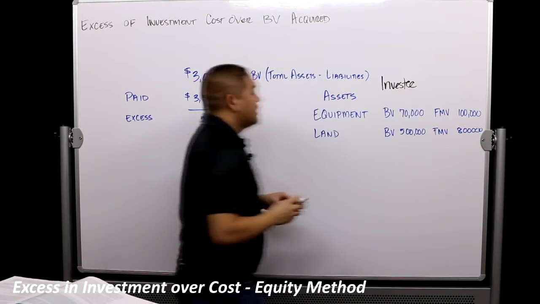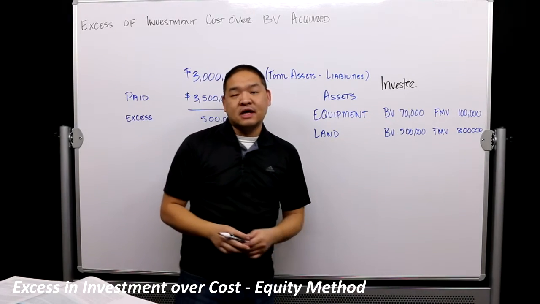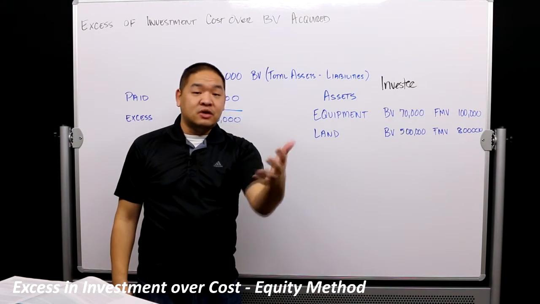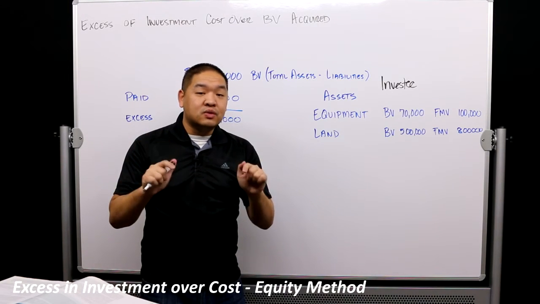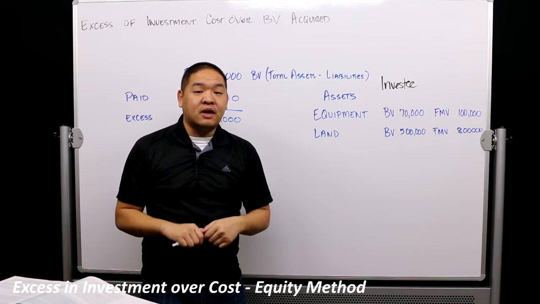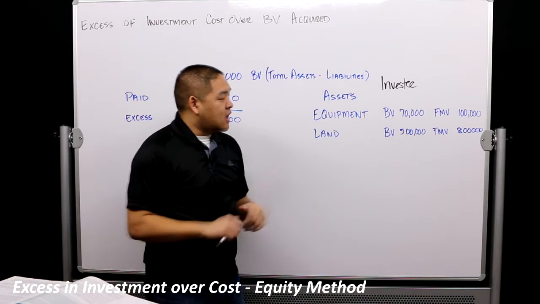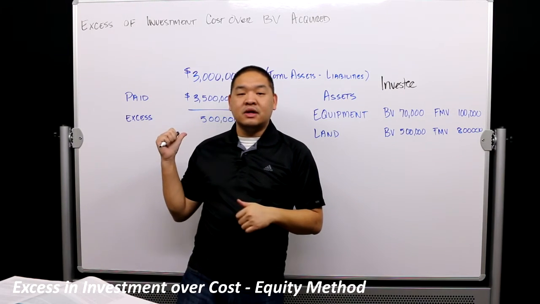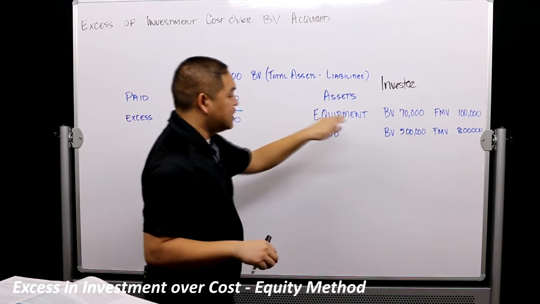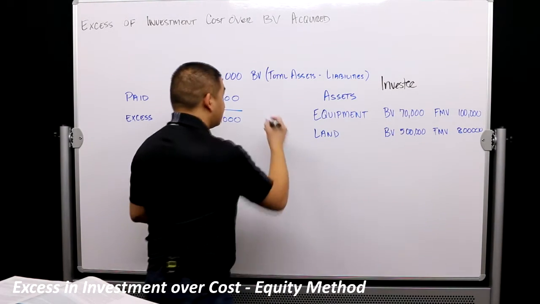Let's say the investee had equipment on their books for $70,000. That's their book value. But when we do an evaluation analysis on them, we're finding out that that equipment is worth $100,000 in the fair market. So we notice that there's a $30,000 difference there. So what we could do is allocate some of this $500,000 to the difference between the book value and the fair market value of that equipment. In this case, $30,000.